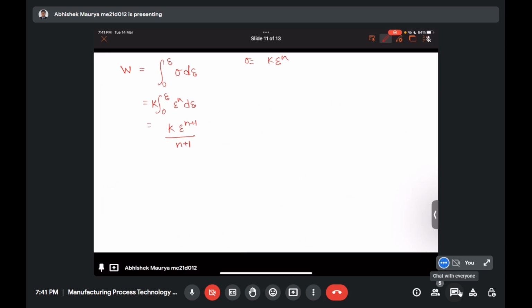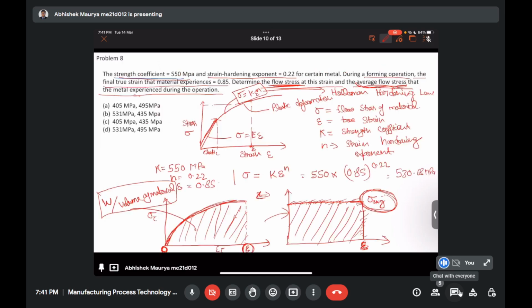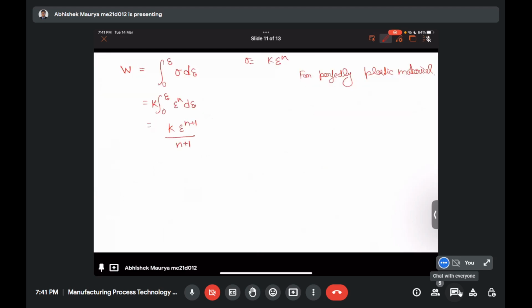And if we calculate the work which is required for a perfectly plastic material, the area under this curve is nothing but sigma average times epsilon. So the work here is sigma average times epsilon. Now we are equating both works.